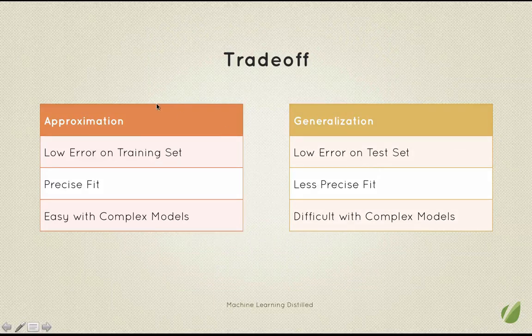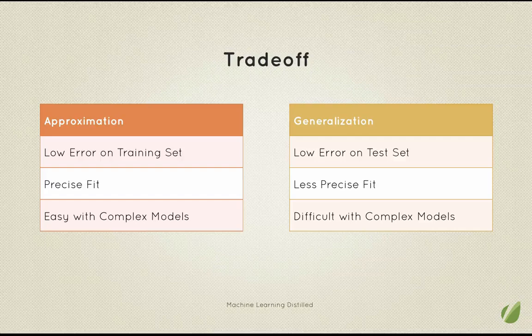A model may be very good at approximation if it has very low error on the training set, very precisely fits the data, and this works very well. It's easy to accomplish with complex models. However, we'd really like the model to generalize. What that means is we can measure it through having a very low error on the test set.